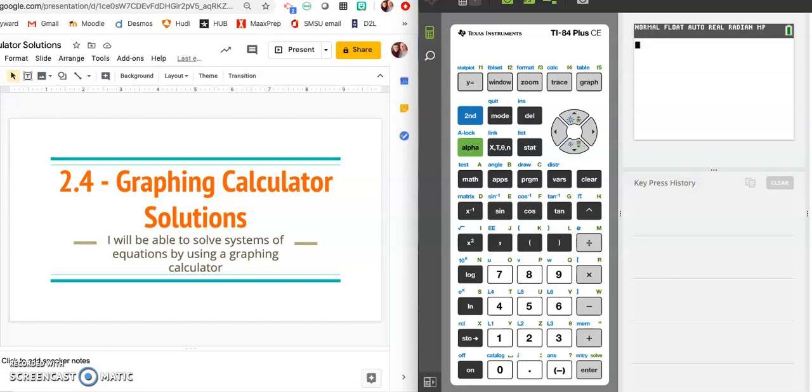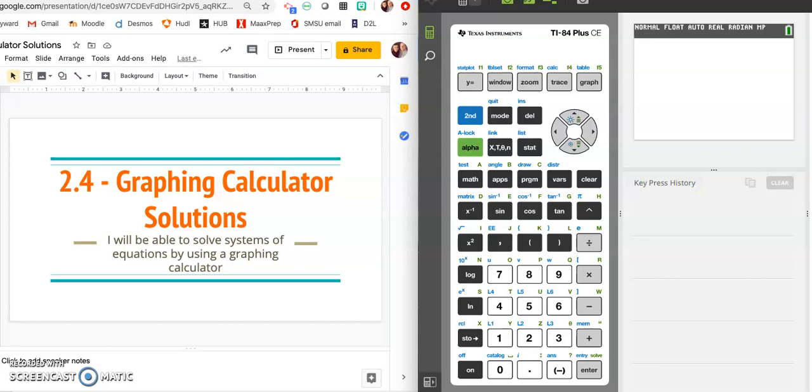Okay, so in 2.4 we are going to use our graphing calculators to help us solve linear systems. You've used graphing calculators before, but there are a few new features that we're going to go over. You should have notes on this with screenshots, but it's also good to work along with me through the video.